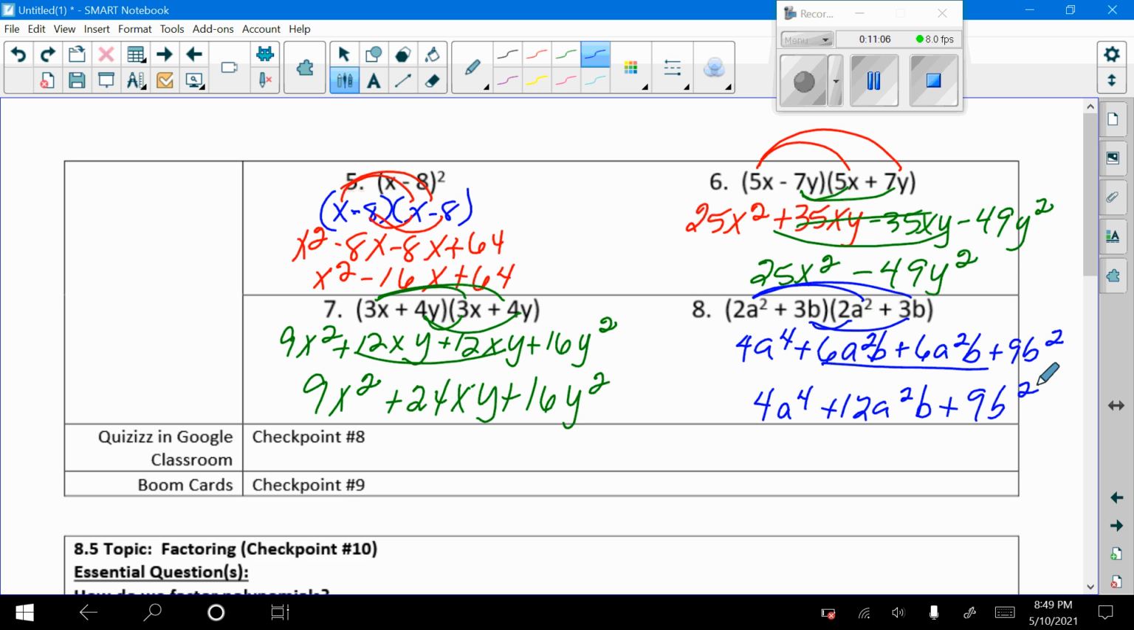I tried to show you all of my work step by step, so if it takes you a couple times to rewind and try again, please do, because checkpoint 8 and checkpoint 9, you should be able to do those at this point. So you finished up the notes here for 8.5, but you need to work on checkpoint 8 and 9 as well.